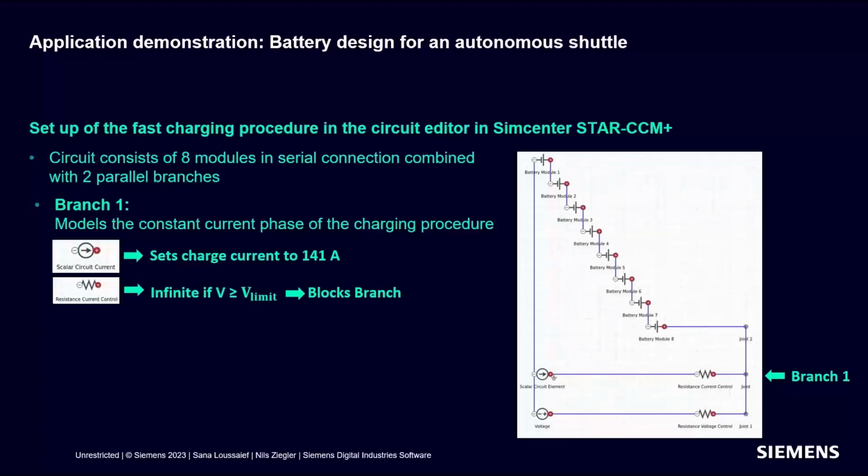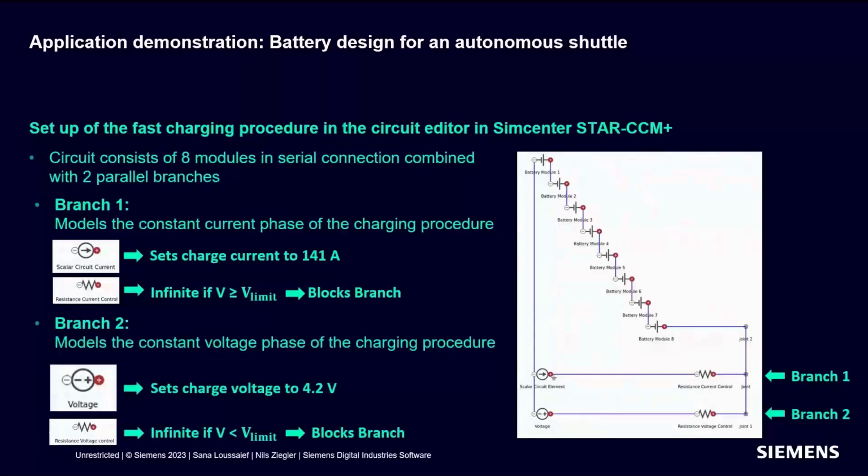The resistance that is used for the current control is 0 if the voltage is below the end voltage, and it jumps up to infinite if the end voltage is reached. This would block branch 1 and it would open branch 2. In branch 2, a voltage element continues a constant voltage charge until the SOC of the cell has reached a value of 99%. The resistance for the voltage control is infinite if the battery voltage is below the end voltage, and it jumps to 0 if it is equal or above the end voltage.